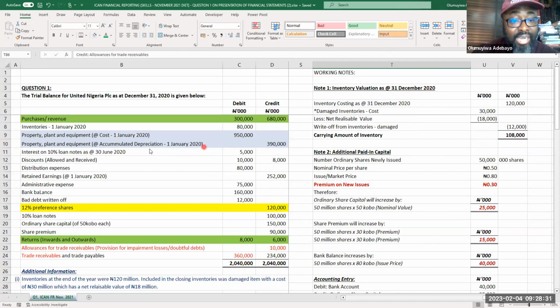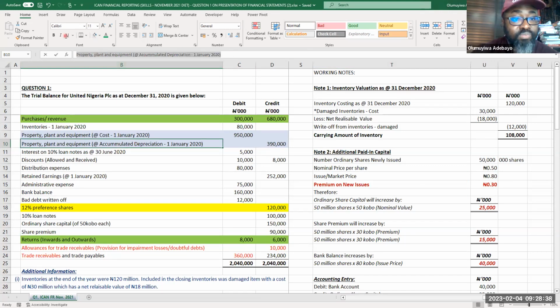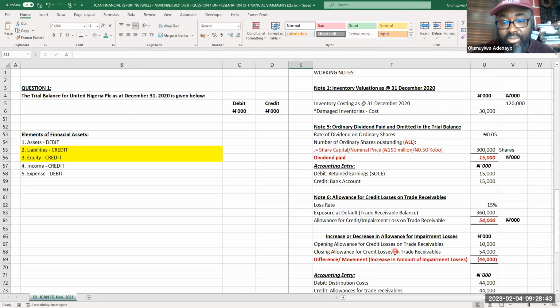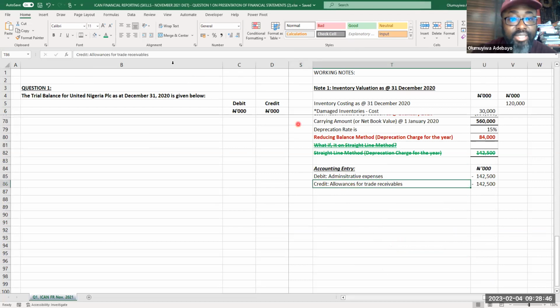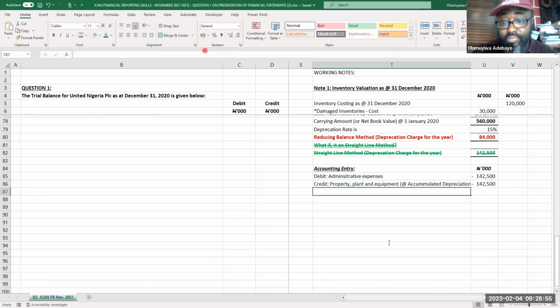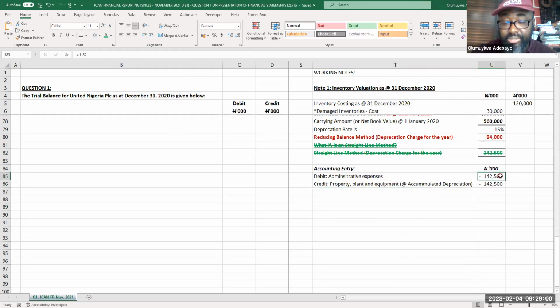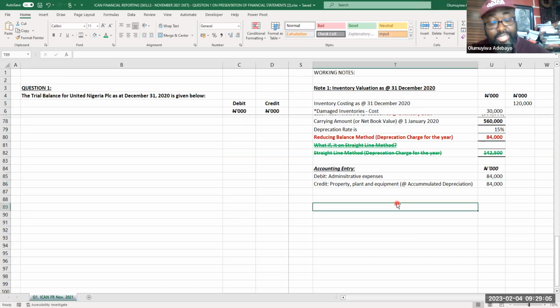And therefore we credit our accumulated depreciation, which is no longer 390, it's 390 plus that 84. We credit this to increase it so that by the time we charge it against the assets, the carrying amount will reduce further. And how much is it? 84. That is that.